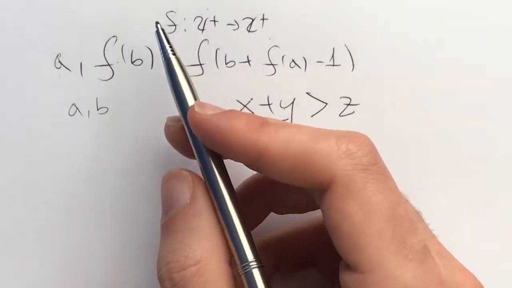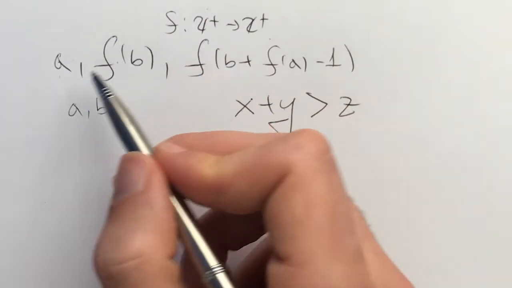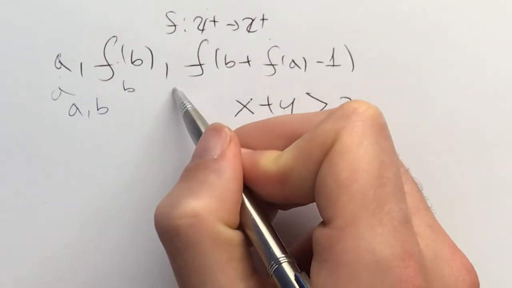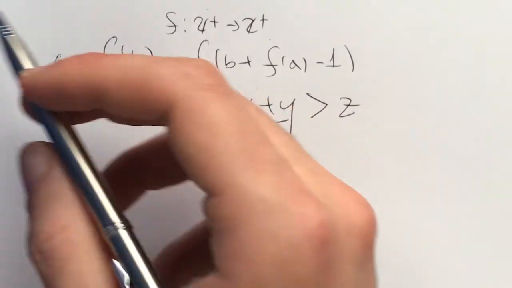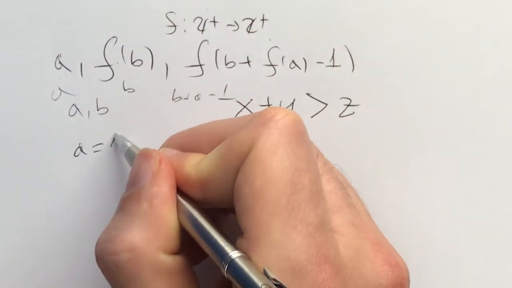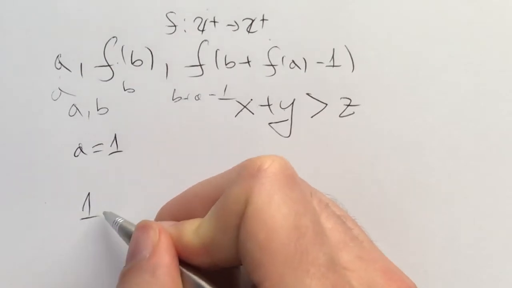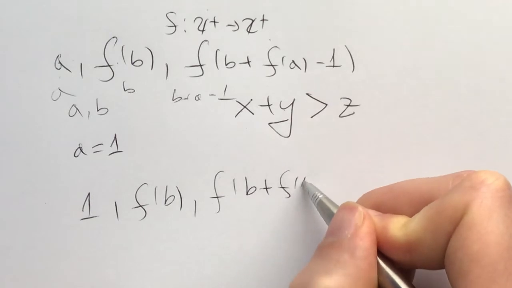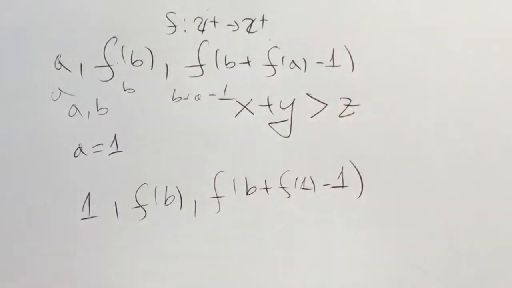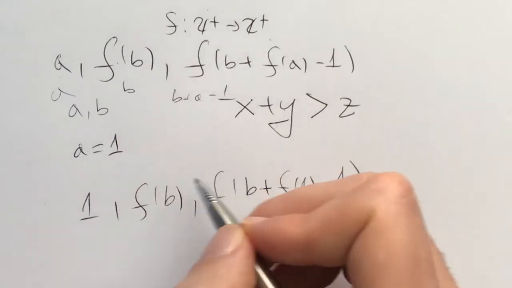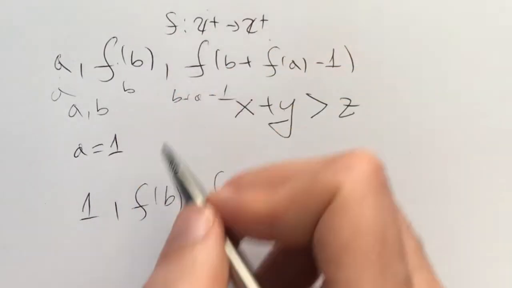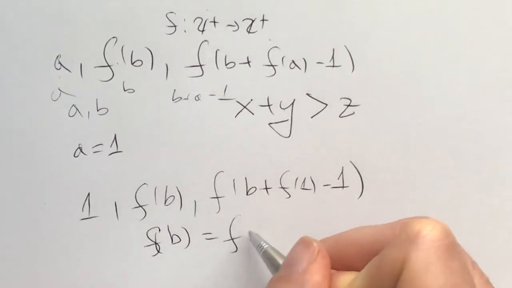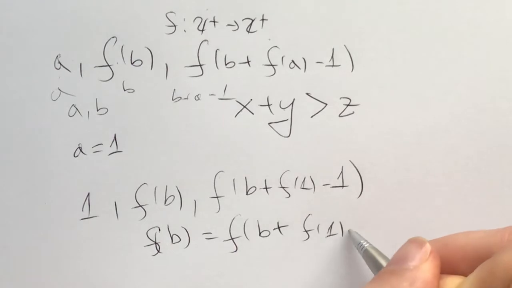And now with that, here's the first idea. One obvious solution that I can think of is f of x equals x. Then this will be a, this will be b, and this will be b plus a minus 1. The first idea I have is plug in a equals 1, because what we get with a equals 1, we have that 1, f of b, and f of b plus f of 1 minus 1 are sides of some triangle. Now, given that these are positive integers and these are positive integer sides, this means that f of b needs to be equal to f of b plus f of 1 minus 1.